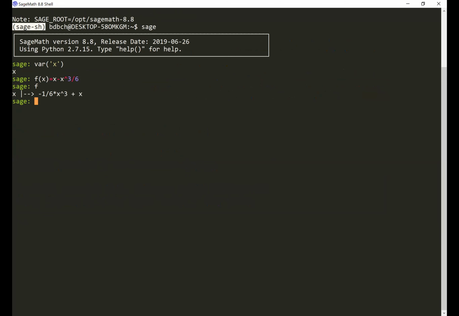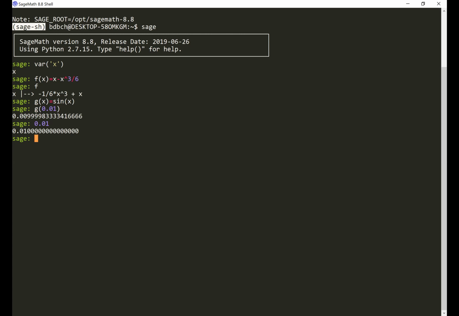Then let g(x) be sine x. Now let's check g(0.01). Okay, so we get sine 0.01. You see, this is an approximation. Remember, the linear approximation says this is close to this number.